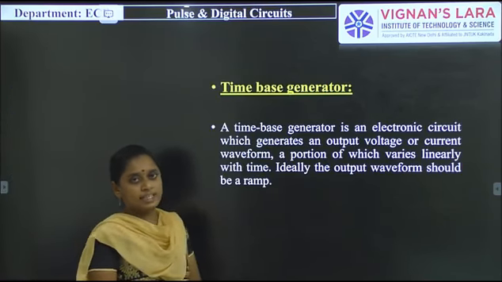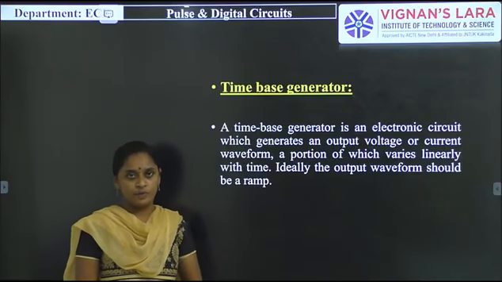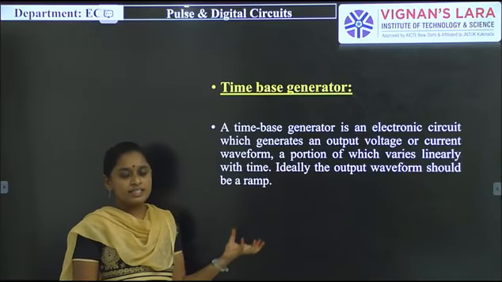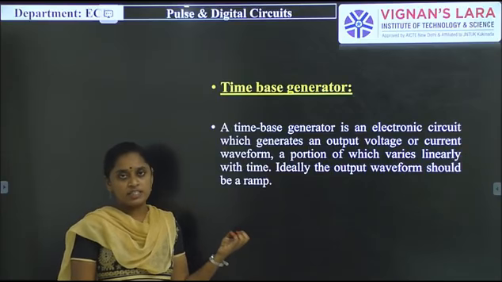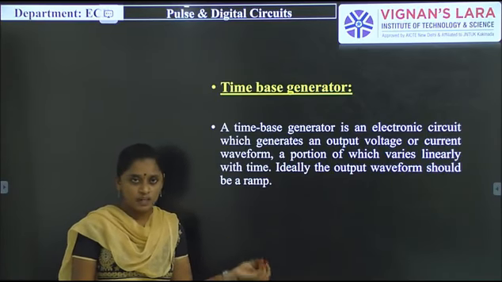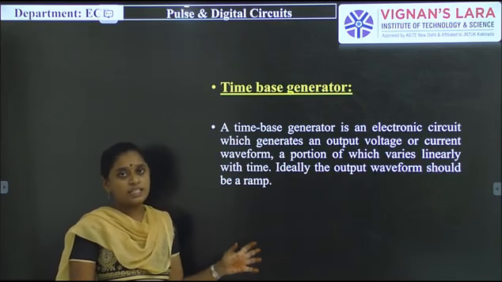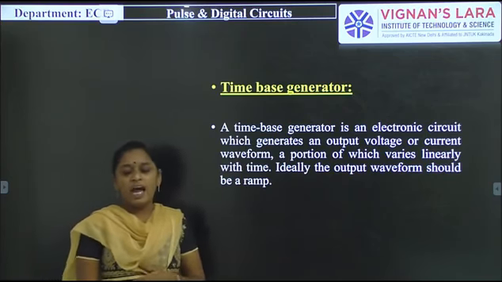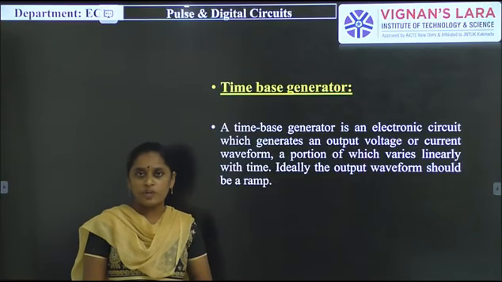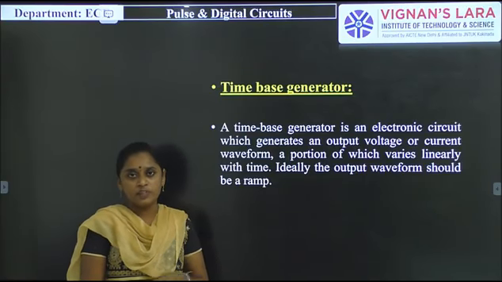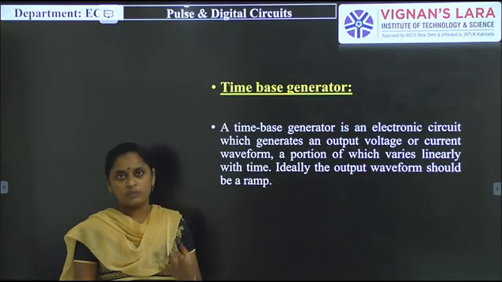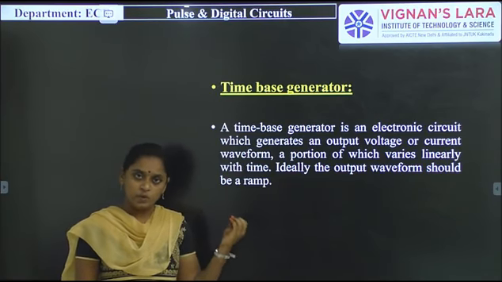This output is either a voltage or a current waveform. Any time base generator circuit is simply an electronic circuit which generates an output voltage or current waveform, and a portion of this waveform is continuously varying with time, so linearly varying with time. That is the major thing about this.